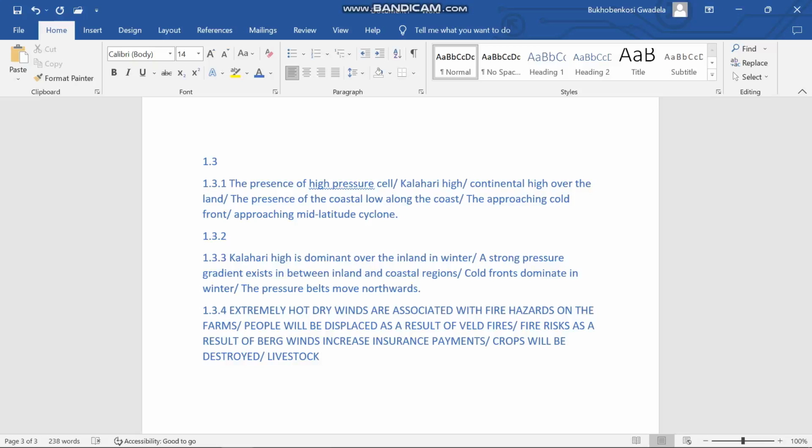Okay, livestock can also die because of the berg winds, leading to destruction of grazing land, as I told you. That's all the 2 marks.